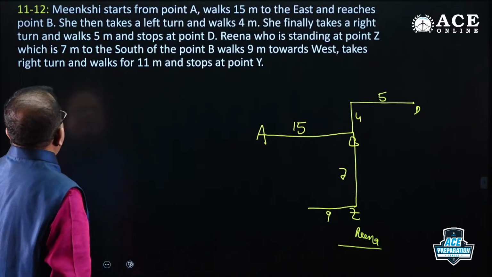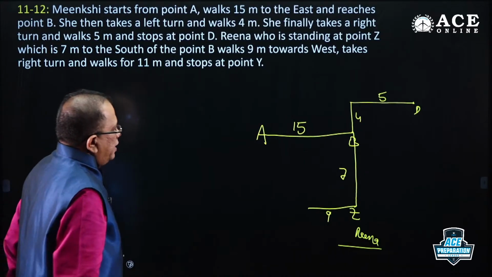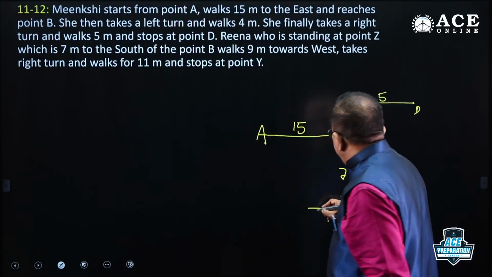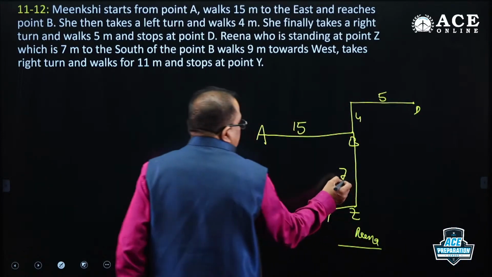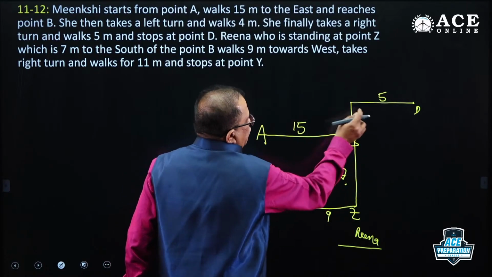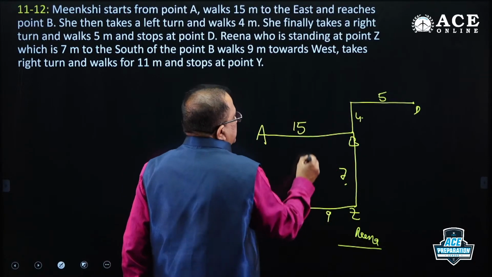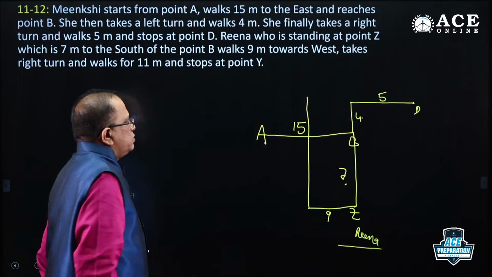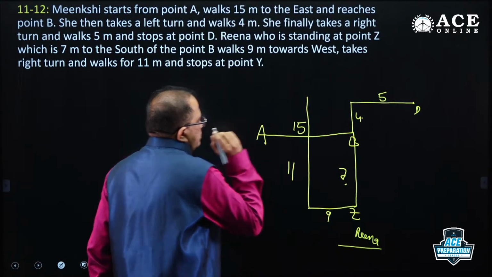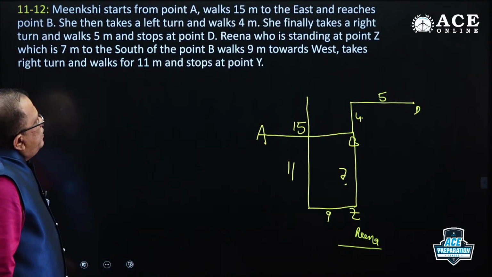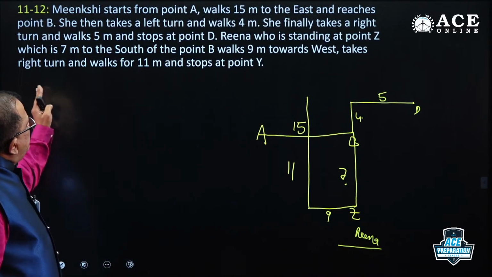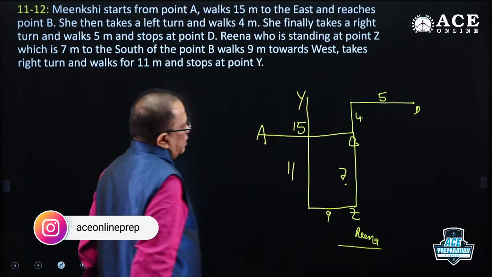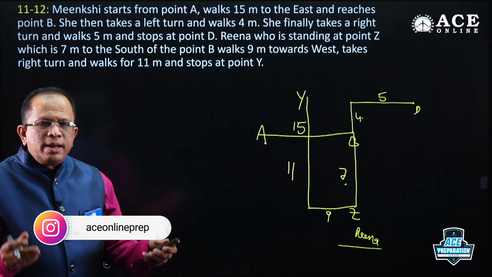And takes a right turn and walks 11 meters. Now when someone is coming from east to west, this is the right, and 11. This is 7 only, you know that. This is 7, this is 4, 7 plus 4, it must be 11. So it must match with this line. So this is 11. And she stops at point Y. This is point Y. Okay, the diagram is ready.